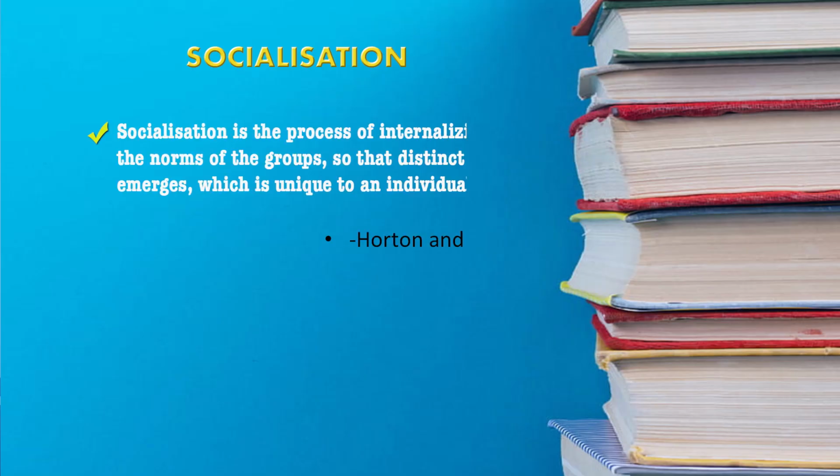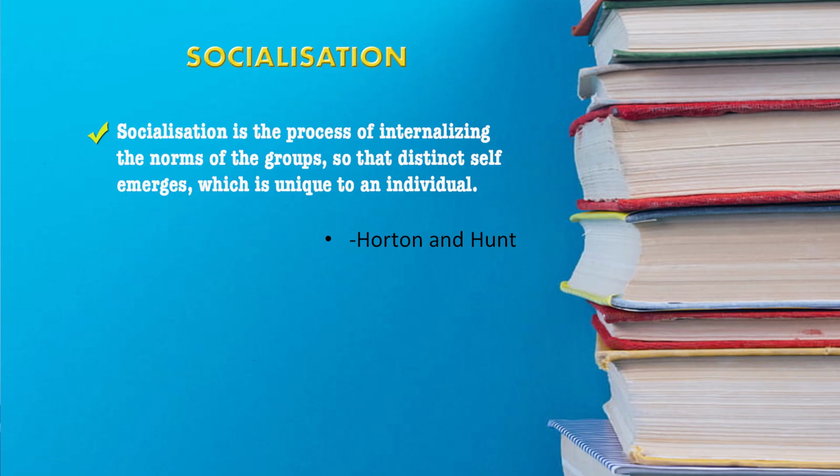So, socialization is, first of all, a social process, and we also need to understand that during this socialization process an individual learns to become a social member of the society. If we look at the definition given by Horton and Hunt, it clearly says that it is a process of internalizing the norms of the group so that the distinct self emerges which is unique to an individual.